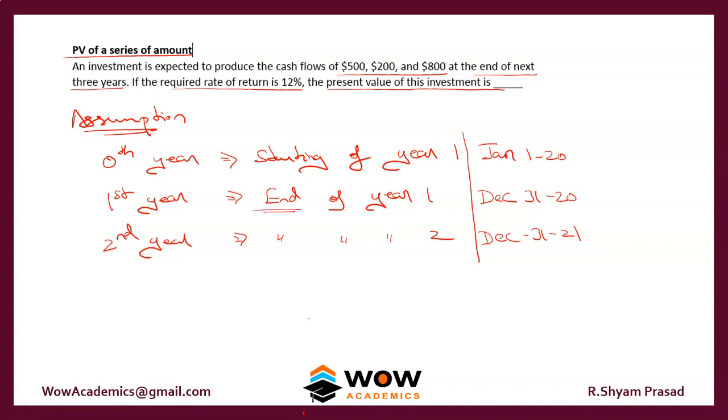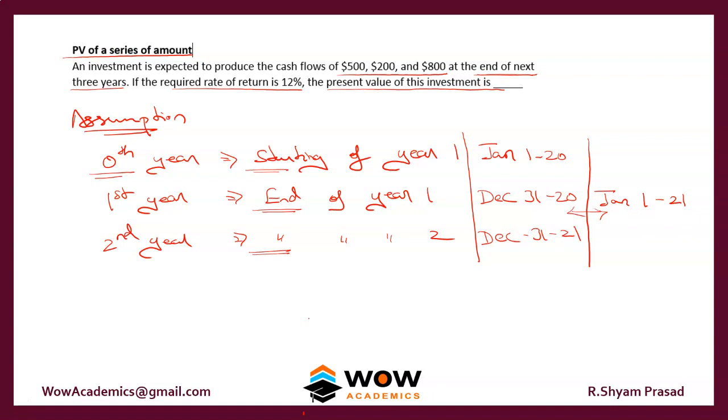If you say second year, it is always the second year end. If you say the cash flow is received at the start, it is called the starting of the year or the 0th year. Okay, so ensure that you understand this concept really well. And also the first year is represented as December 31st 20, but we can also say that it can be January 1st of 21, because there's just a 1 day difference between the both.